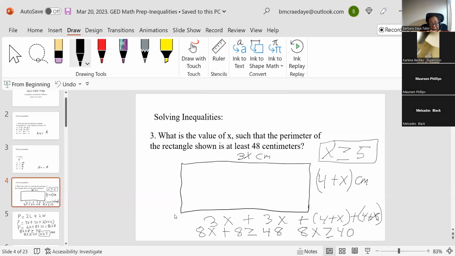It says, what is the value of x? That means you have to take all 4 pieces to add up to, it says at least, so that's greater than or equal to the 48, and then solve for x. That's the question I'm asking you.